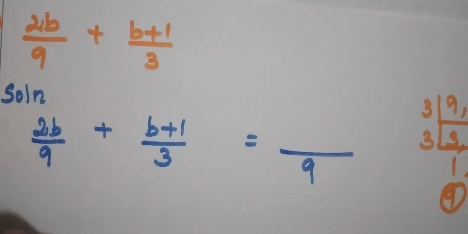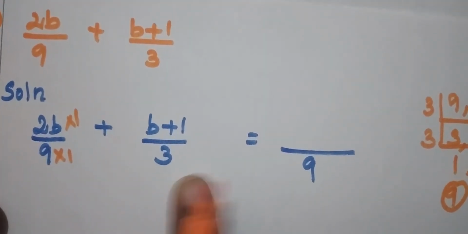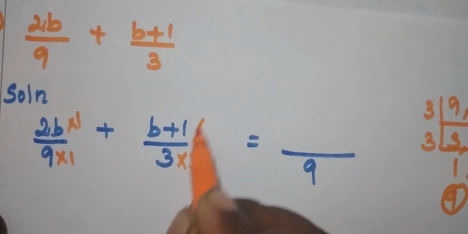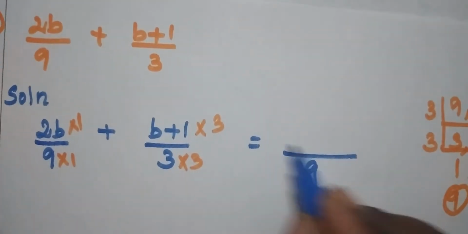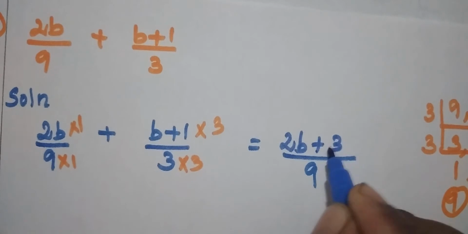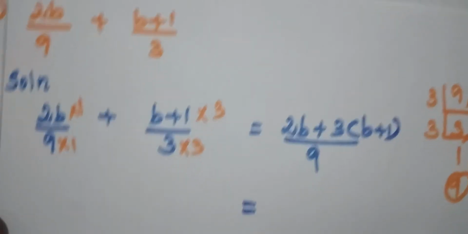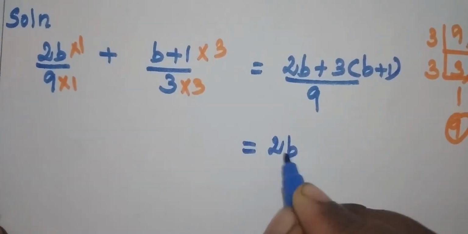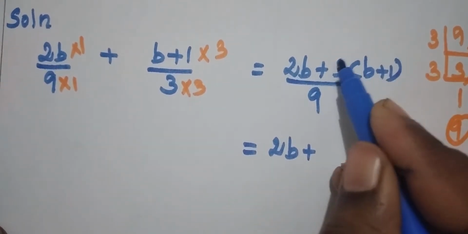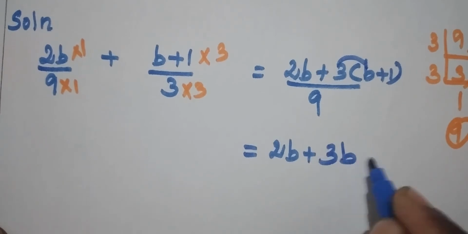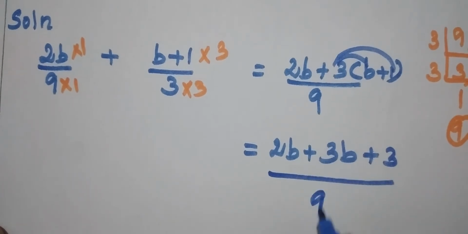The first term, this is already 9, so you should multiply this one by 1, and here this is 3. So you should multiply the numerator and the denominator by the number 3. 2b into 1 is 2b plus 3 times (b plus 1), which is equal to 2b plus 3 multiplied with the terms inside the bracket. 3 into b is 3b plus 3 into 1 is 3, divided by 9.